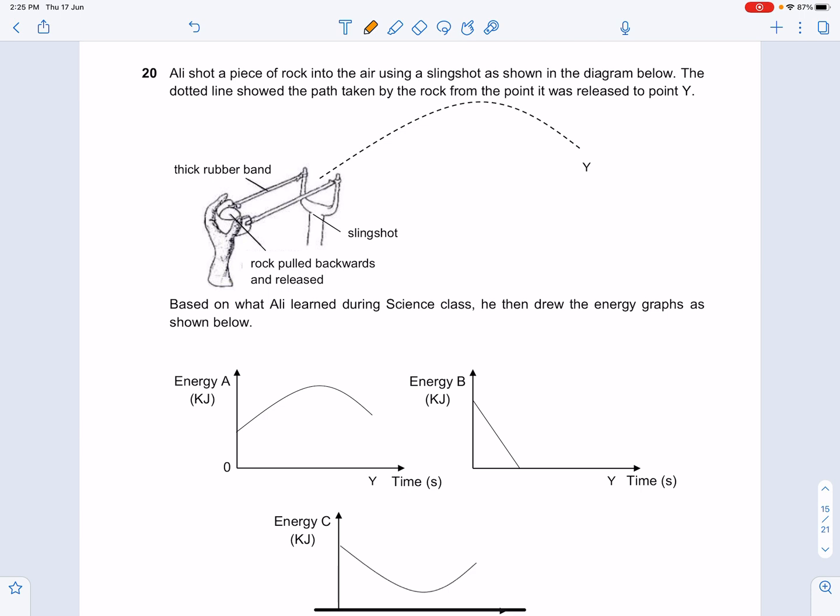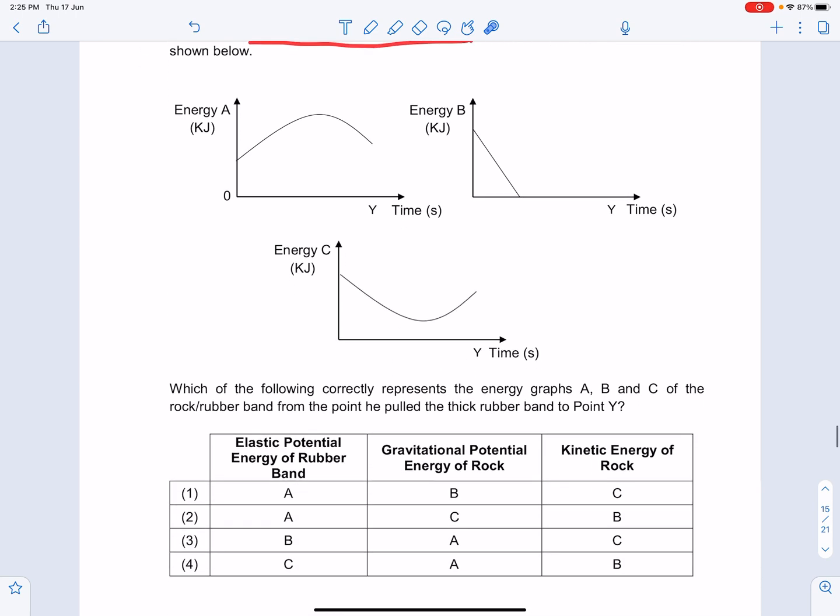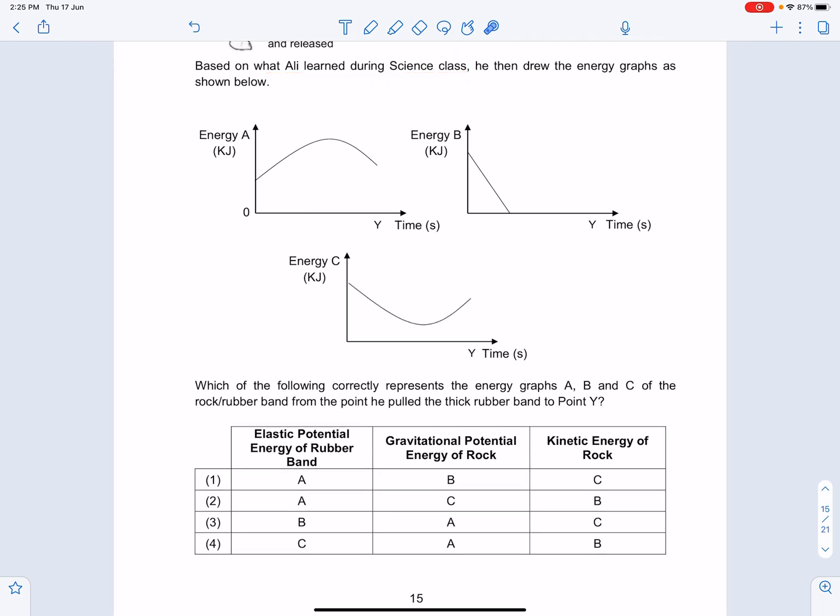20. Okay, Ali shot a piece of rock into the air using a slingshot. The dotted line shows the path taken by the rock from the point it was released from point Y. Based on what Ali learned during science class, he then drew energy graphs. Okay, which of the following correctly represents energy graphs A, B, C of the rock and rubber band from the point he pulled the thick rubber band to point Y.